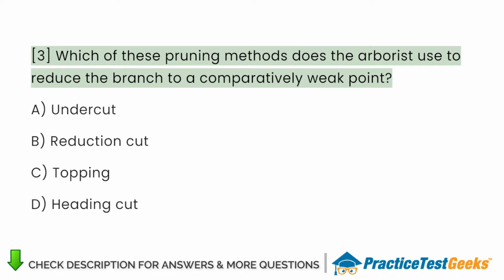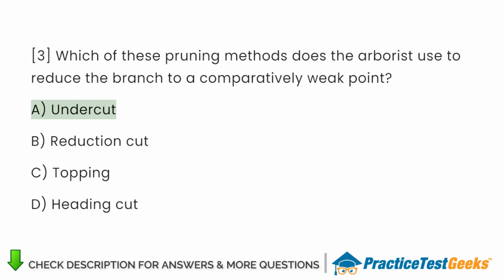Which of these pruning methods does the arborist use to reduce the branch to a comparatively weak point? A. Undercut. B. Reduction cut. C. Topping. D. Heading cut.